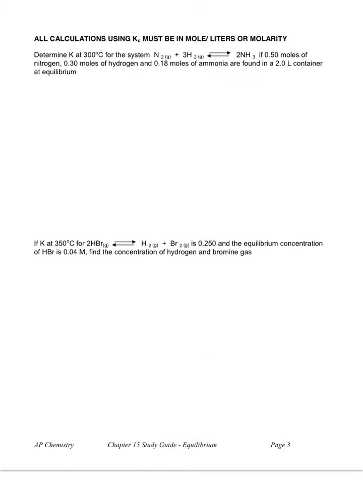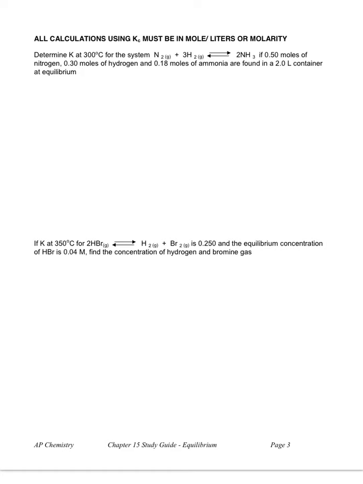So let's actually try a calculation here. Remember again that whenever we do calculations with Kc, they need to be in terms of molarity, so moles per liter. So this says determine K at 300 Celsius for the system N2 plus 3H2 yields 2NH3, so you're making ammonia from hydrogen and nitrogen. And they tell us we have half a mole of nitrogen, 0.3 moles of hydrogen, and 0.18 moles of ammonia in a 2-liter container at equilibrium. So they're telling us that these are the concentrations at equilibrium, and we're trying to find K.